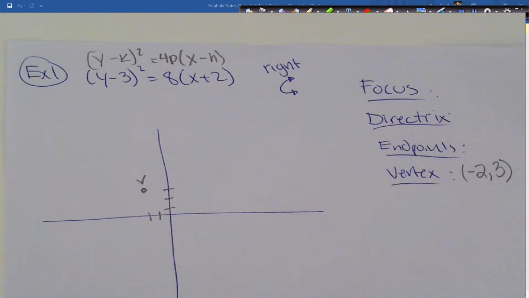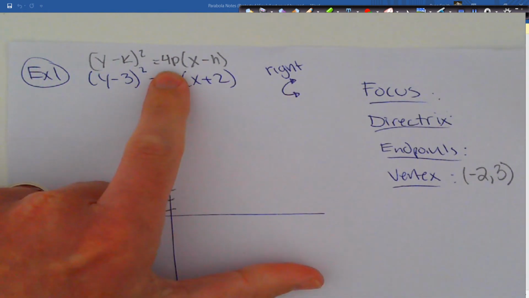Okay, now, the other portions of this, the focus and the directrix, are going to be found using this thing called 4p.